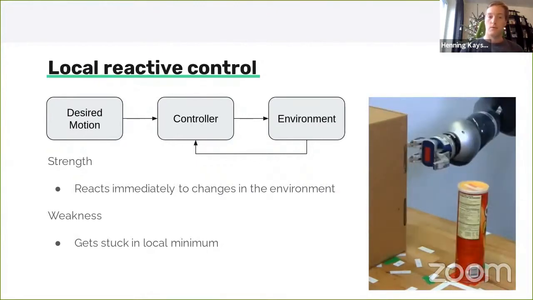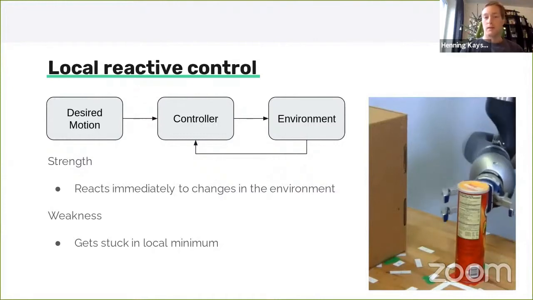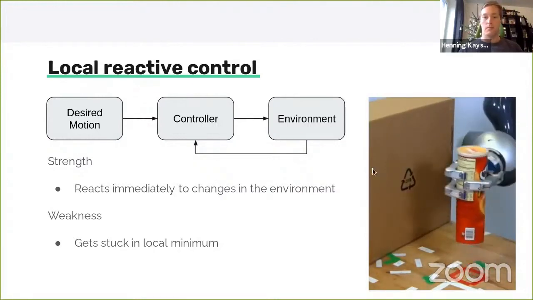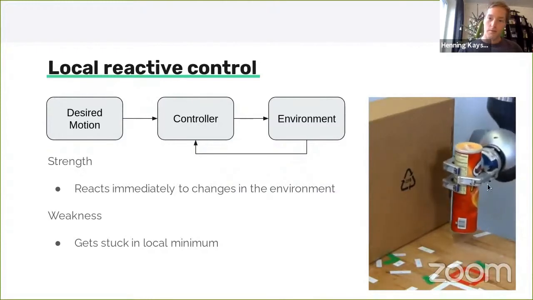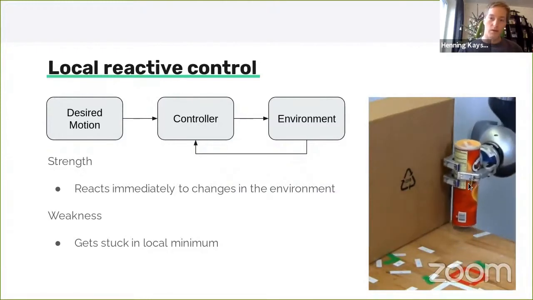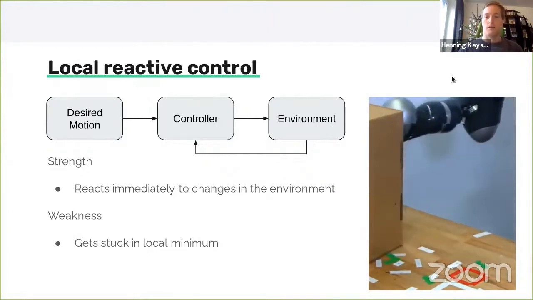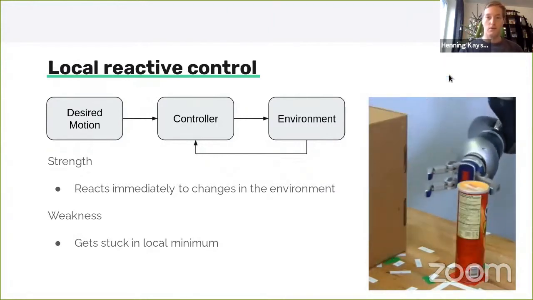The biggest weakness here is that it might get stuck in local minima, as you see in the example on the right. The robot stops and then isn't able to run around the object, and only after removing the object can the robot steer to the goal state.